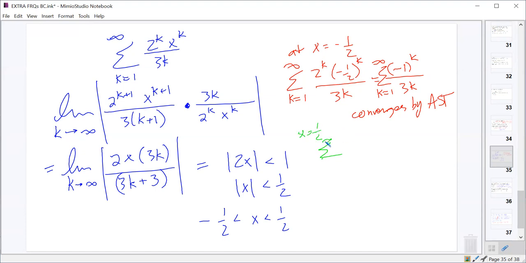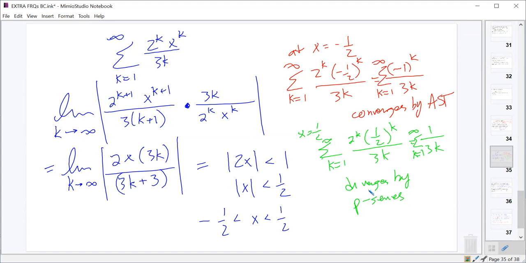And at x equals 1/2, we're going to end up with the series 2 to the k, 1/2 to the k over 3k, which equals 1 over 3k, series from k equals 1 to infinity of 1 over 3k. And that one we can say diverges by the p-series test. And therefore, we will say that our final interval of convergence here is -1/2 is less than or equal to x is less than 1/2.